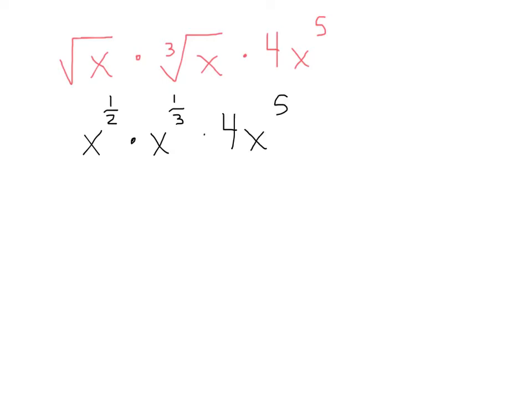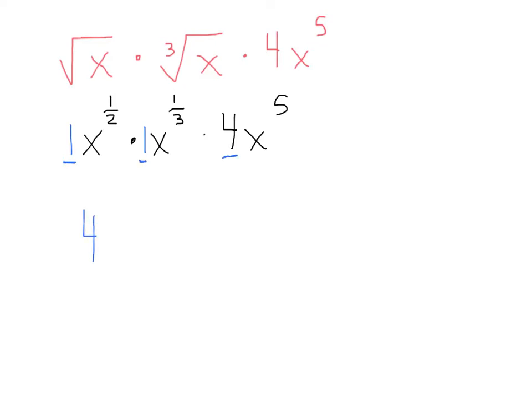Now our first step is to multiply all of the coefficients. The coefficient for x to the 1/2 is 1, and the coefficient for x to the 1/3 is also 1. So I'm going to do 1 times 4, which is 4.